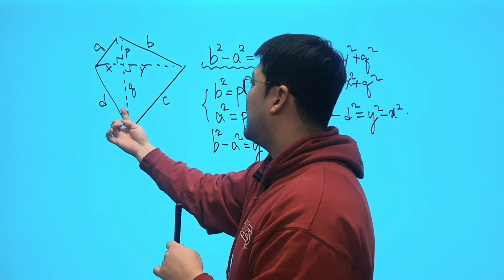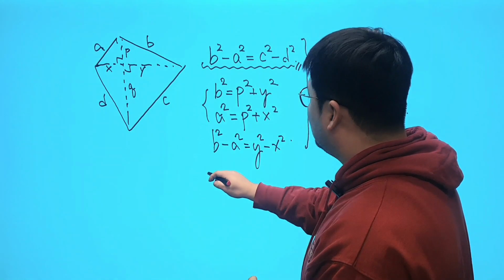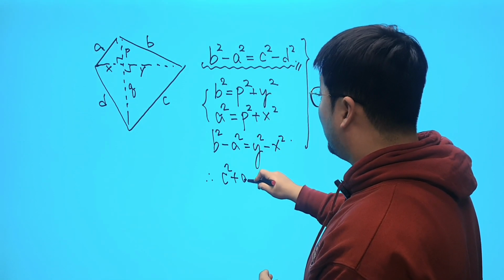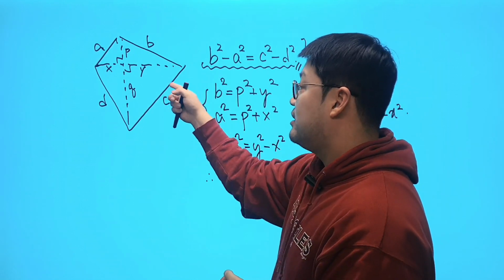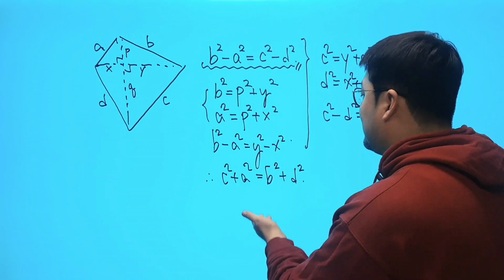So the sum of the squares of the opposite sides is invariant. In other words, I can write it as c squared plus a squared or a squared plus c squared. However you write it, it's just going to be the same thing as b squared plus d squared, and that shall be it.